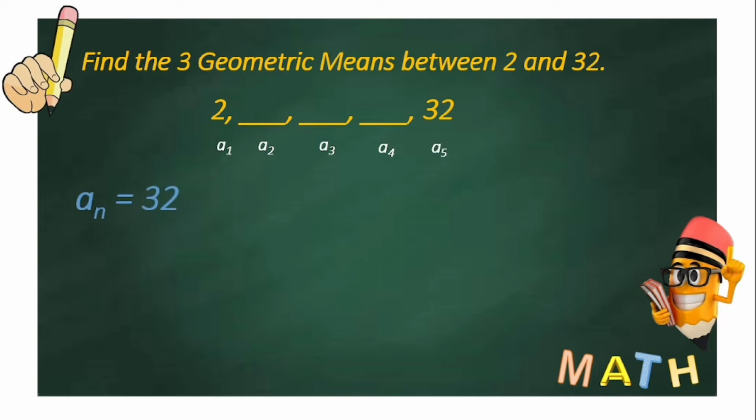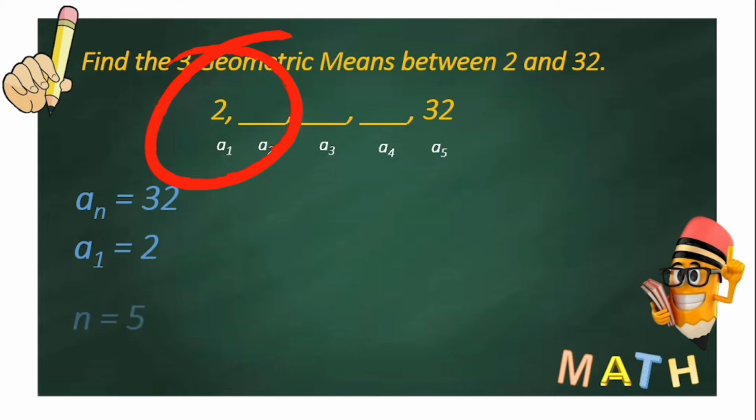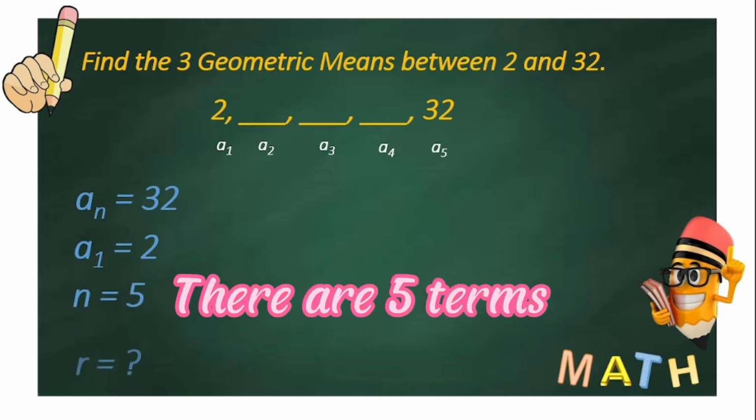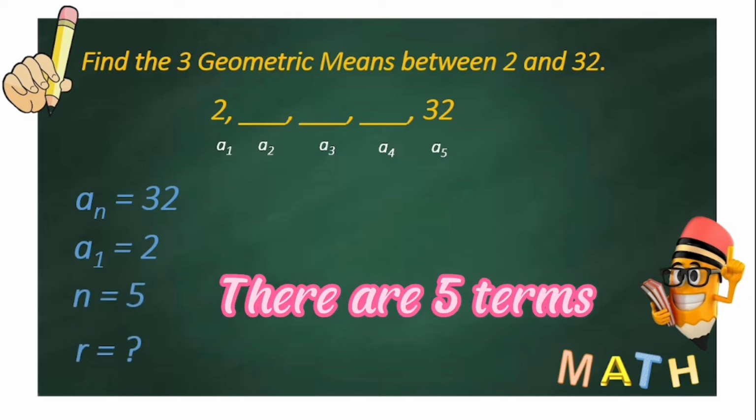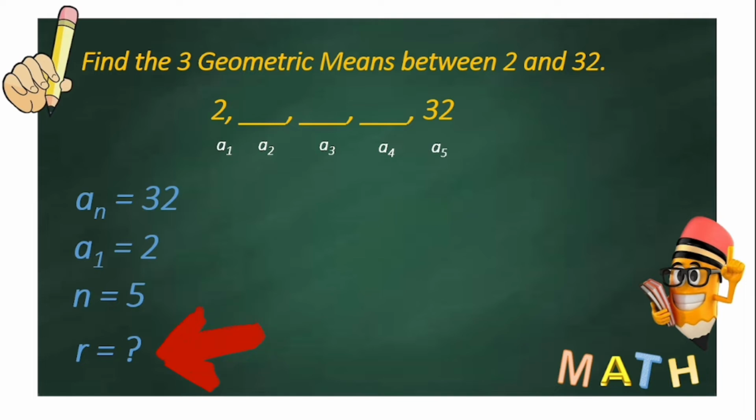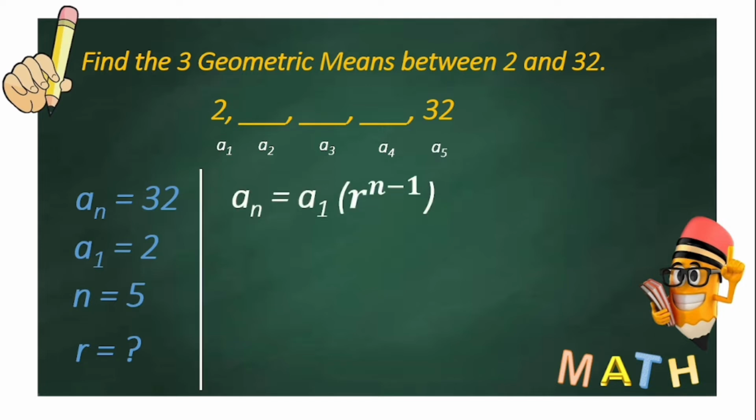We can say that our a sub n is 32, that is our last term. Our a sub 1 is 2, n is equal to 5, and we are going to find the common ratio, so it will be easy for us to identify the three geometric means between 2 and 32. Now, what is the formula that we are going to use?